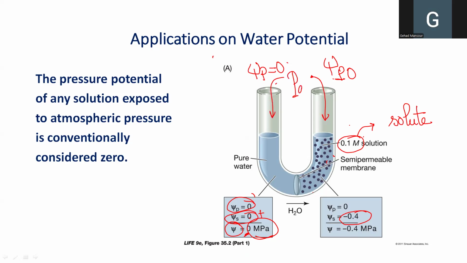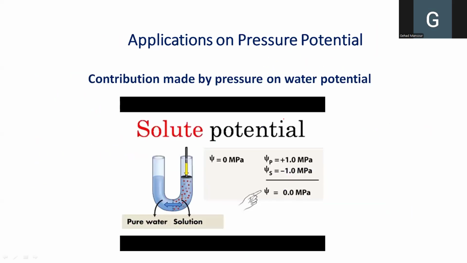By convention, if the side of the tube or the mouth of the tube is open and the surface of the solution is just exposed to atmospheric pressure, then we consider the pressure potential being 0. Okay? Now let's see another application on pressure potential, which explains the contribution made by the application of an external pressure on pressure potential.